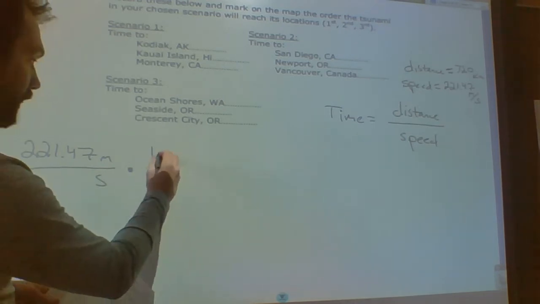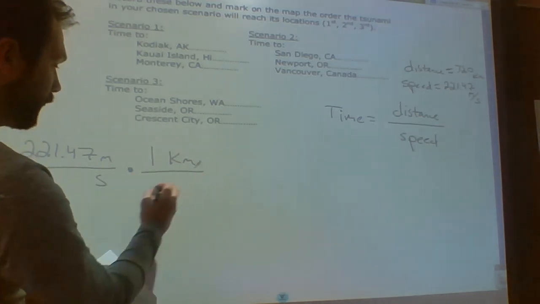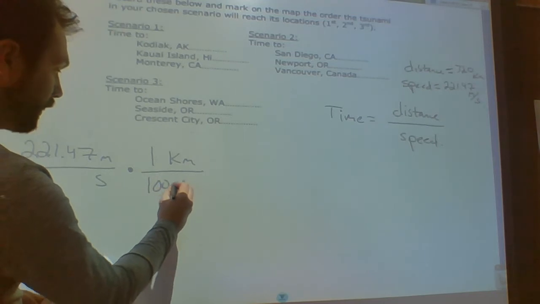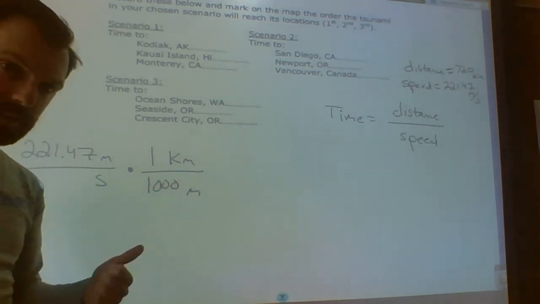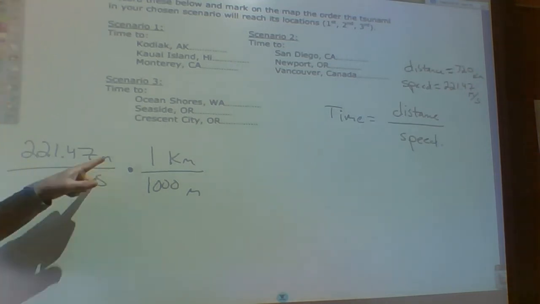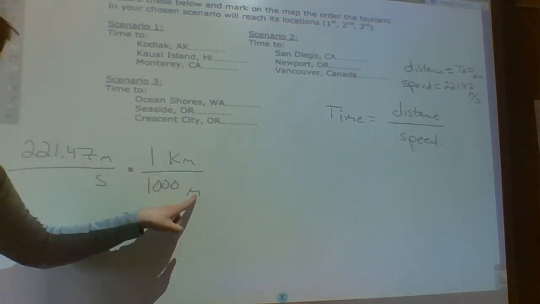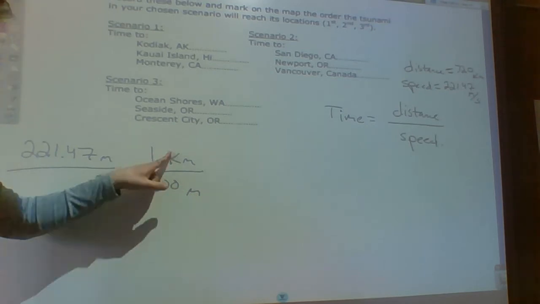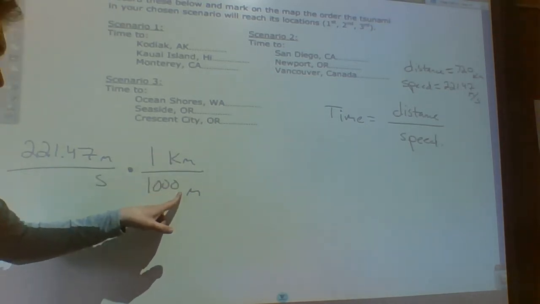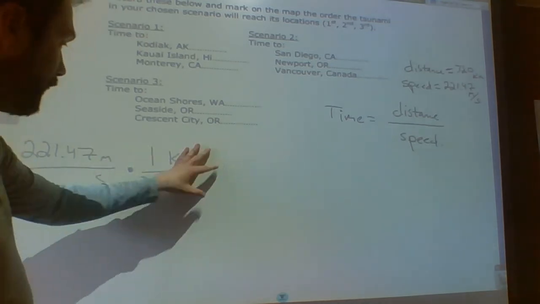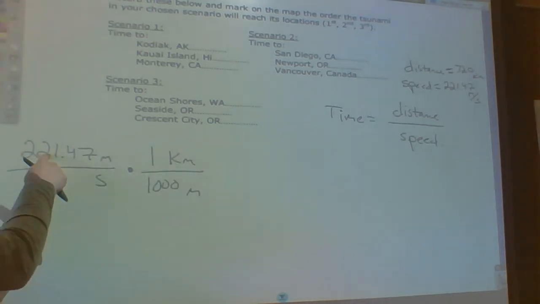So there's 1 kilometer for every 1,000 meters. And when I talk about canceling, we can set up these ratios where meters divided by meters is going to cancel out. So our ratio has to match. There's 1 kilometer for every 1,000 meters. And when we do this multiplication, we'll multiply this by 1.